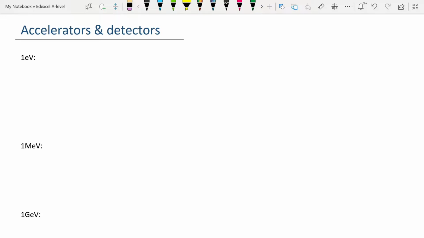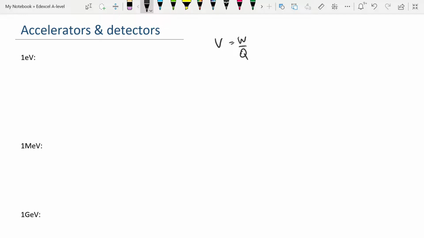Now this should be relatively familiar to you from quantum physics work last year, but it bears going through just in case. The electron volt is a unit of energy, and it is used for very small energies, typically those that particles get when they're accelerated through an electric field. It comes from the equation from electricity, V is equal to W over Q. So 1 volt is 1 joule per coulomb.